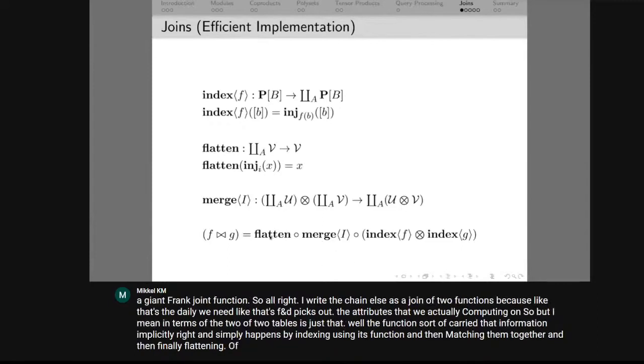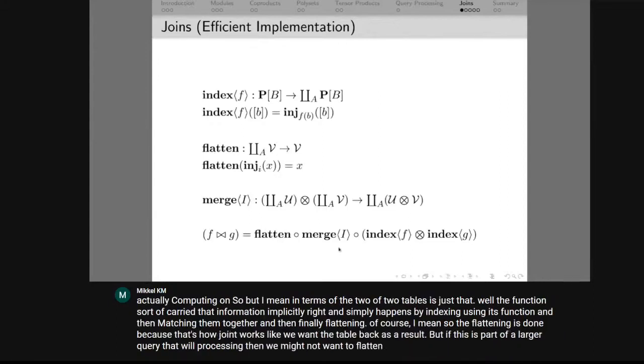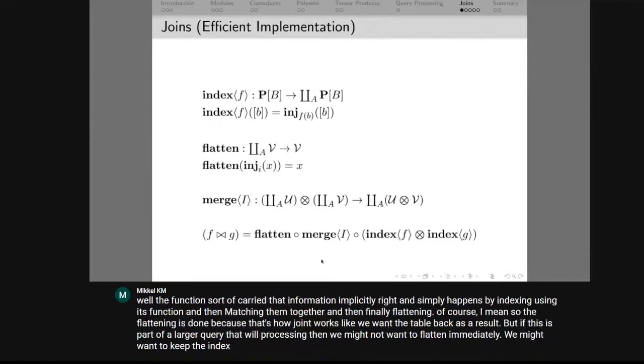The flattening is done because that's how join works. We want a table back as a result, but if this is part of a larger query that we're processing, then we might not want to flatten immediately. We might want to keep the index for later, and that's actually going to be important for more complicated joins.